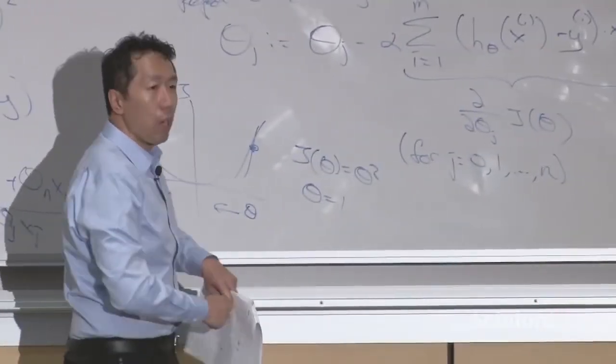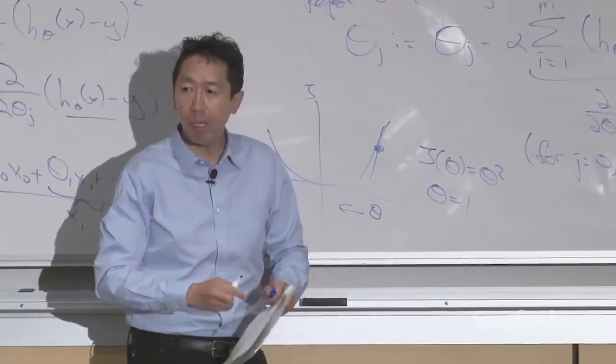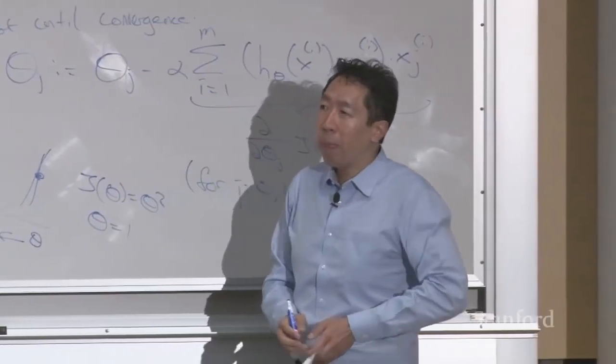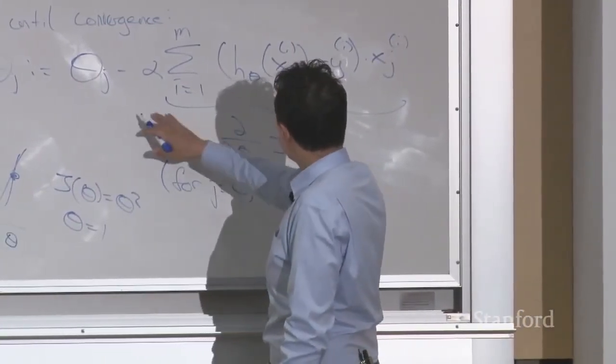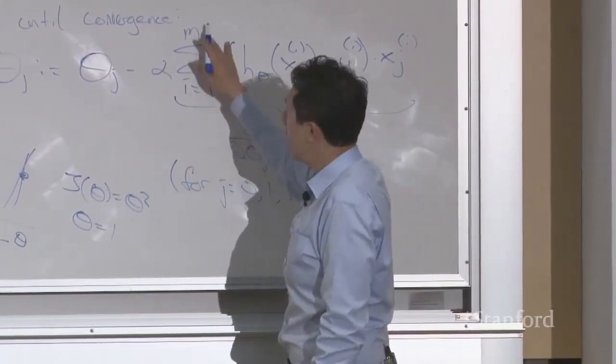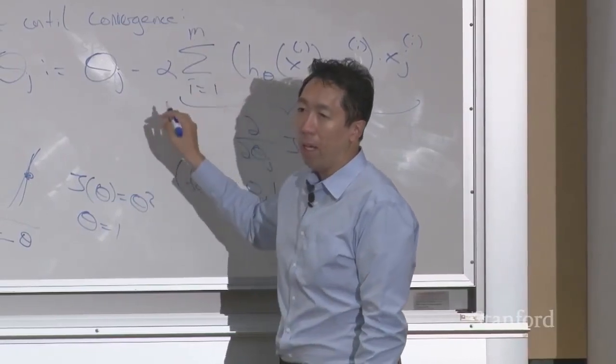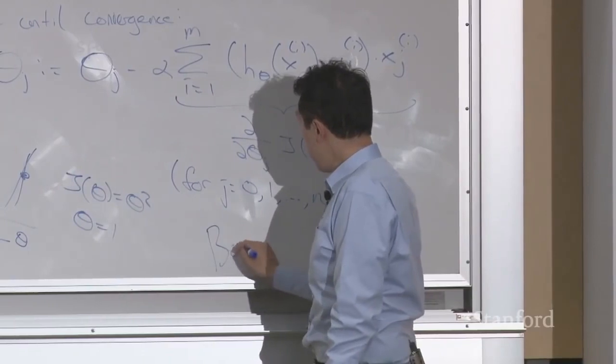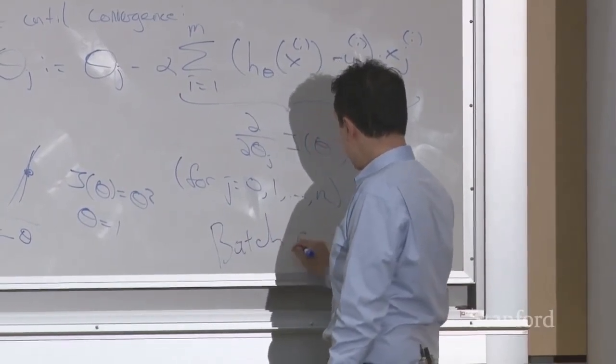Now, I want to give this algorithm one other name. Our gradient descent algorithm here calculates this derivative by summing over your entire training set m. And so sometimes this version of gradient descent has another name, which is batch gradient descent.